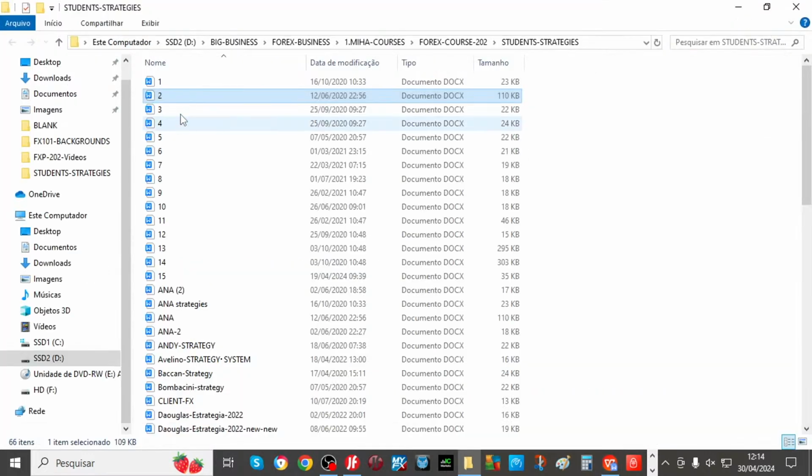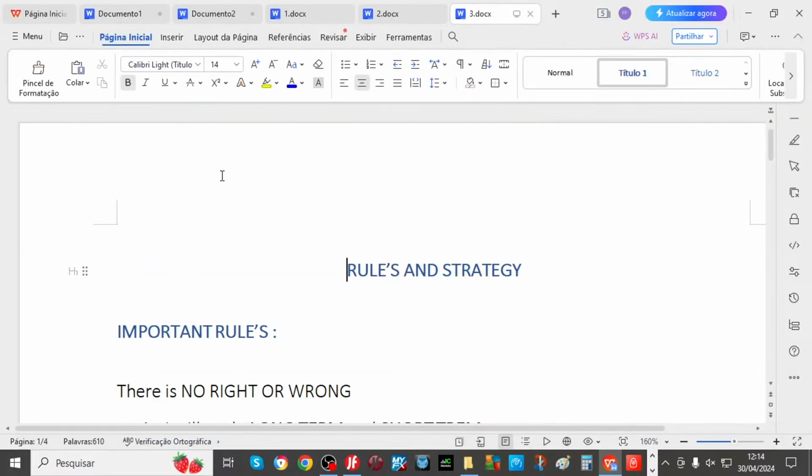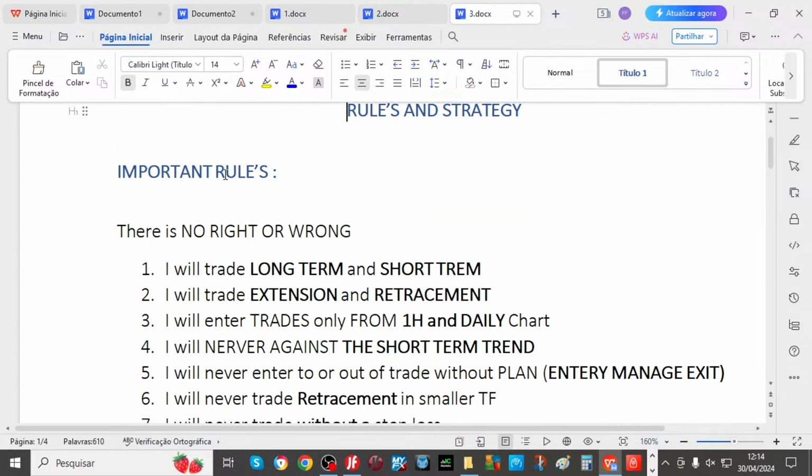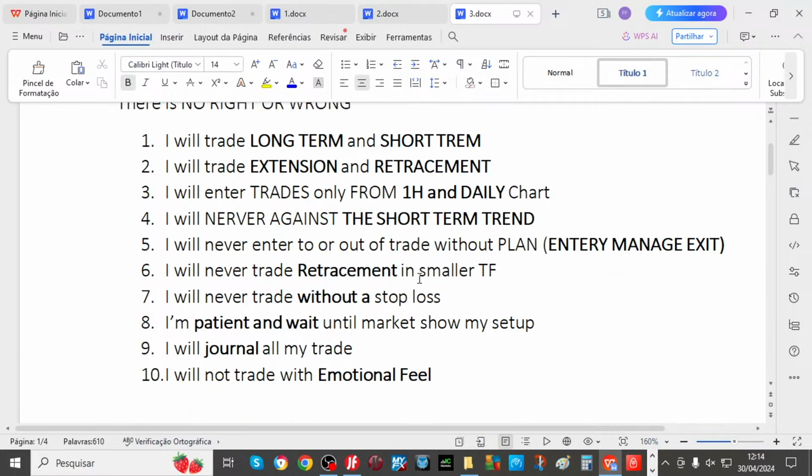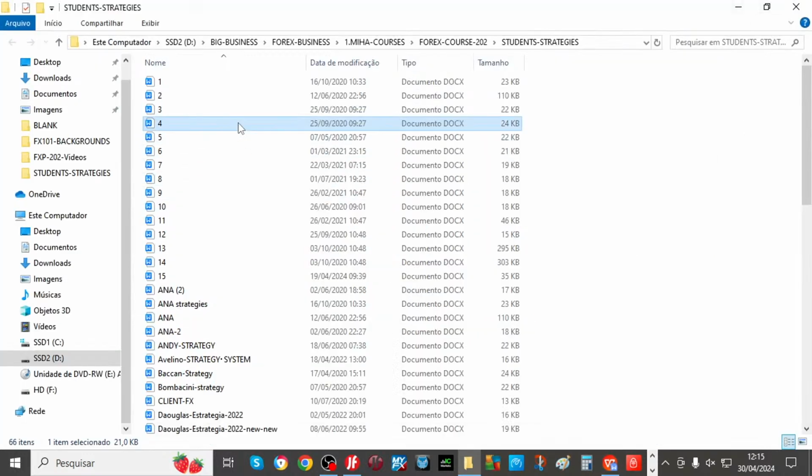Number 3. Important rules. There is no right or wrong. I will trade long term and short term. I will trade extension retracement. I will enter trades from 1 hour to the daily. I will never trade against the short-term trend. I will never enter or exit a trade without a plan. I will never trade the retracement on a smaller time frame. I will never trade without a stop loss. I'm patient and wait until the market shows my setup. I will journal my trades. I will not trade with emotions.